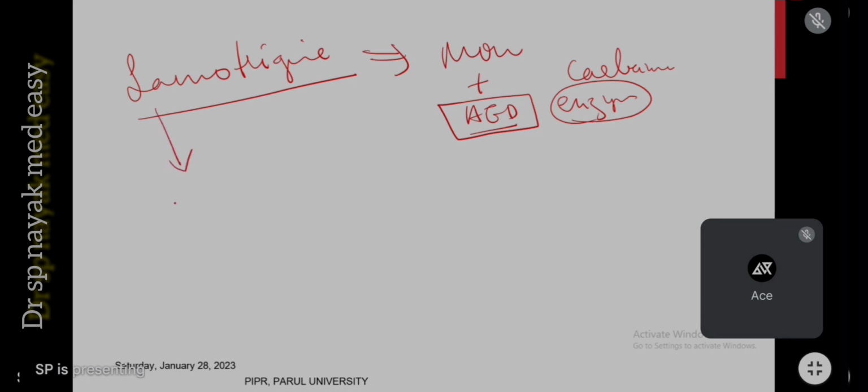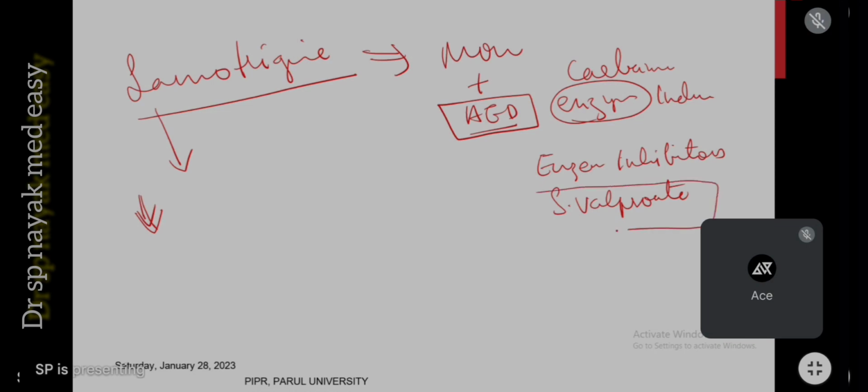Lamotrigine concentration can be decreased when lamotrigine is given along with an enzyme inducer. Number one, if lamotrigine is given along with an enzyme inhibitor, in enzyme inhibitors, what do we have? In enzyme inhibitors we have sodium valproate. If lamotrigine is added with sodium valproate, what will happen?